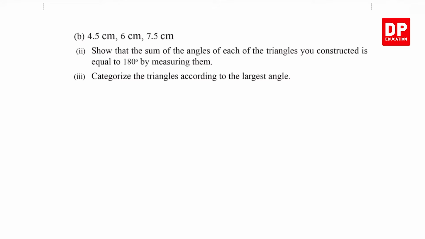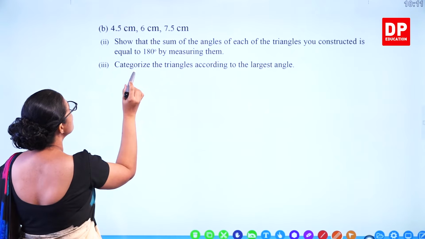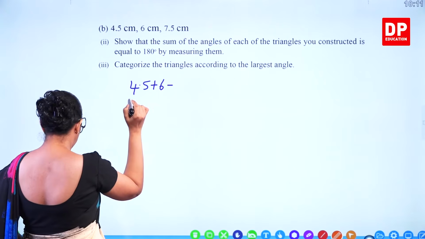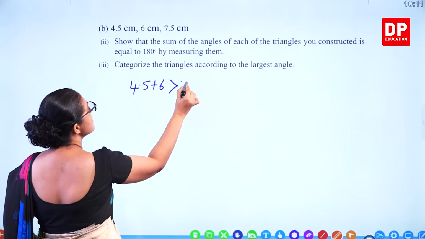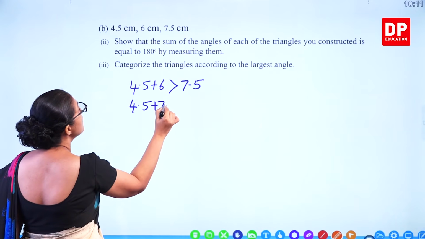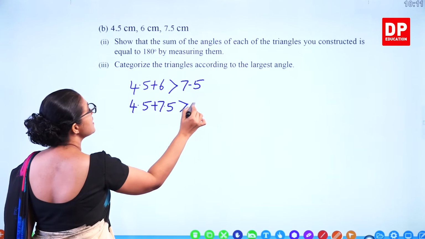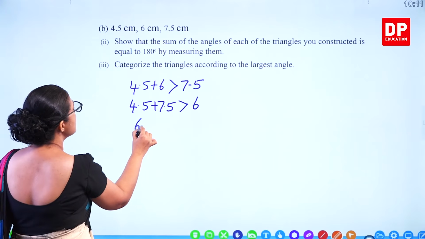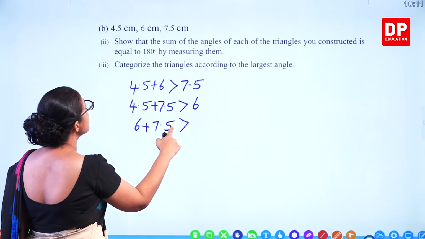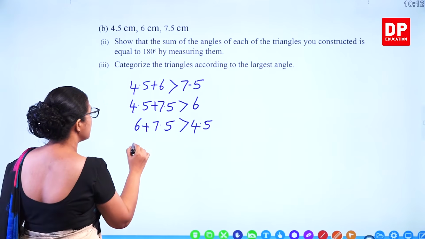Take the next one: 4.5, 6 and 7.5. So we'll add first 4.5 plus 6, 10.5. That's greater than 7.5. 4.5 and 7.5, 12. That's also greater than 6. Then 6 with 7.5, 13.5. That's greater than 4.5. So we can construct a triangle.